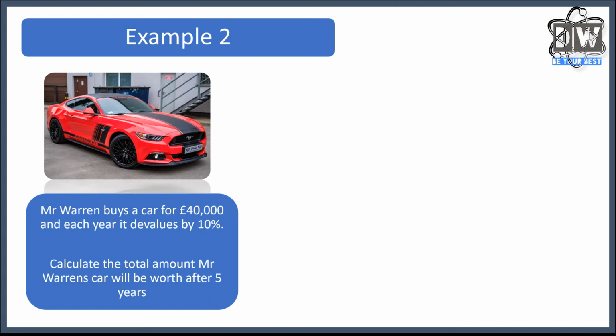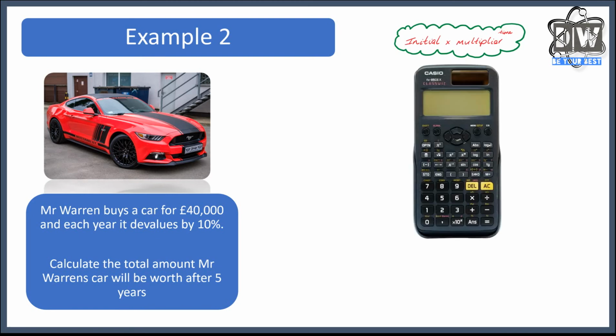Calculate the total amount Mr. Warren's car will be worth after 5 years. So let's write out that initial timesing by the multiplier to the power of time. We've got our calculator, and remember, we need to know where that button is. And we're going to put it in. Our initial is 40,000. Our multiplier, it's devaluing by 10%. Starting at 100%, taking away 10% from that, we're going to end up with 90%. So hopefully you've written 0.9.